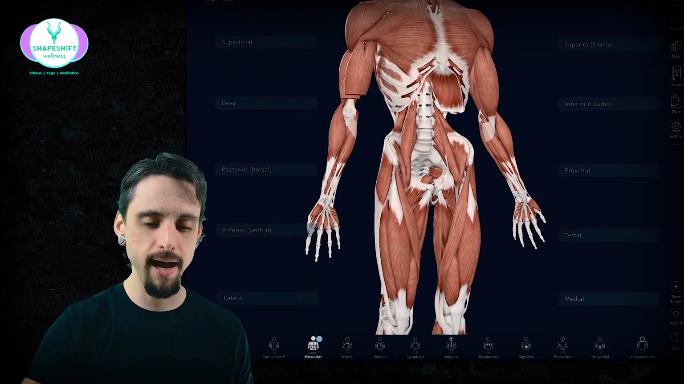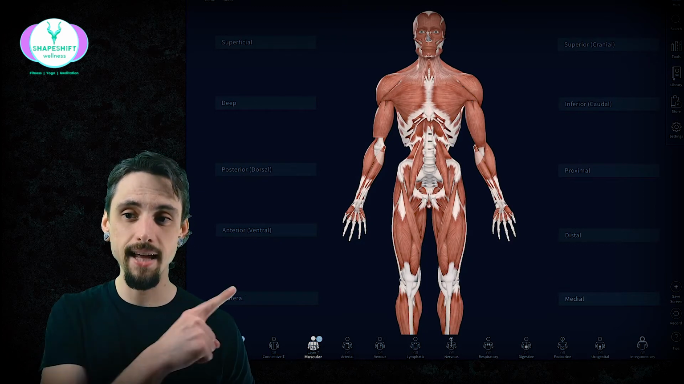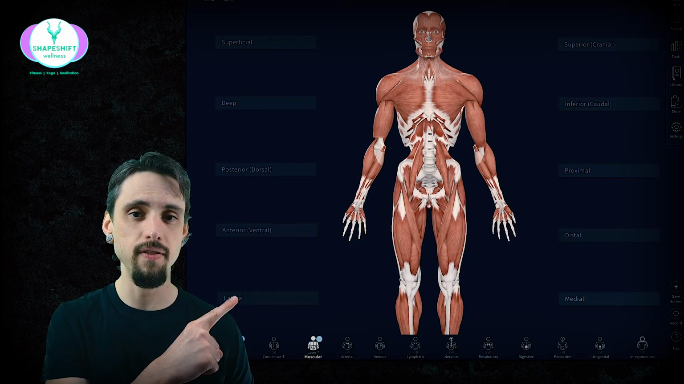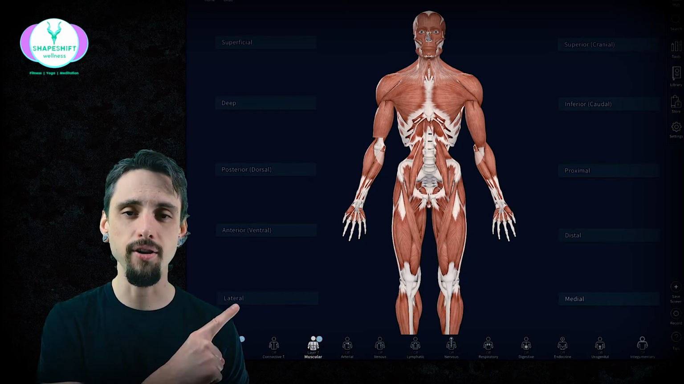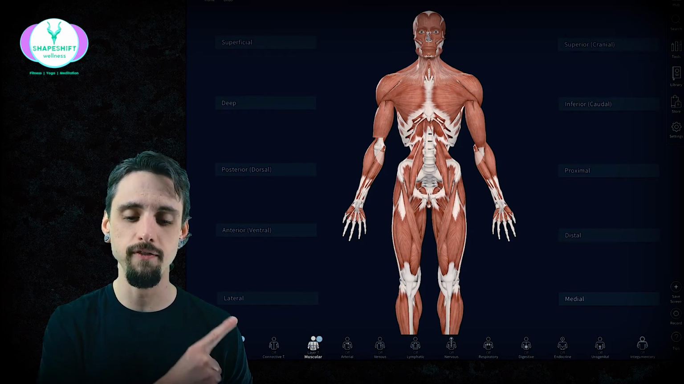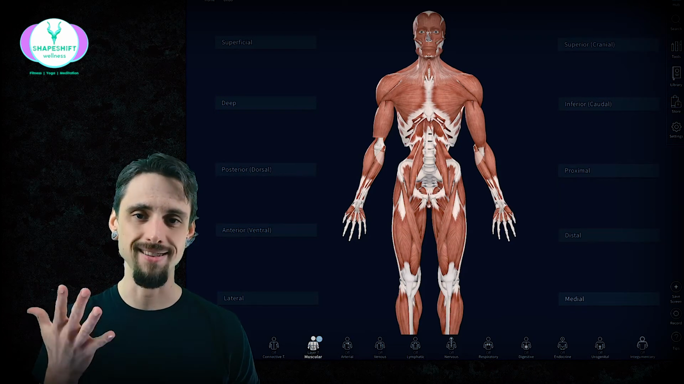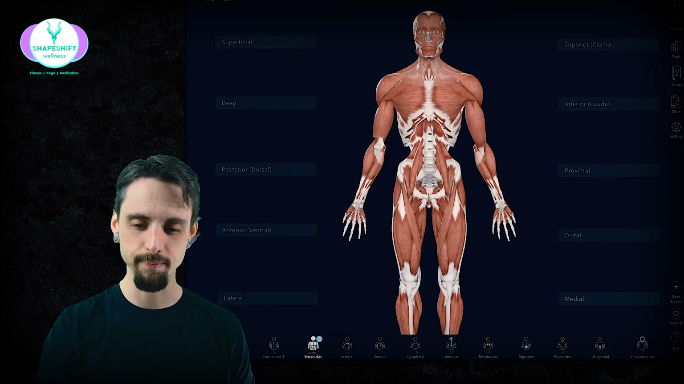Real quick, let's back up. All of these relationships that I'm describing currently are from the anatomical position, which is the position that this model is in right now, which is just standing in a neutral position with the palms facing forward. So again, lateral is towards the outside, and with the palms facing forward, the thumb is lateral to the pinky.